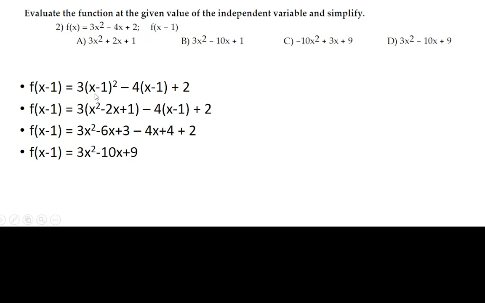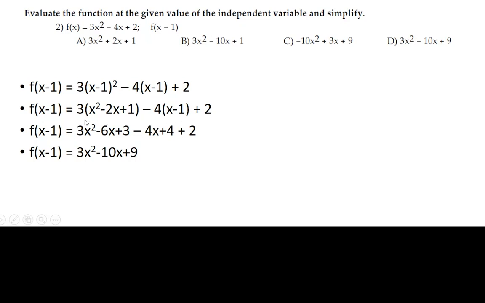First, we want to expand x minus 1 squared. That's x minus 1 times x minus 1. That gives us x squared minus 2x plus 1. Next, we're going to do distribution. We're going to distribute the 3. We're going to distribute the -4.